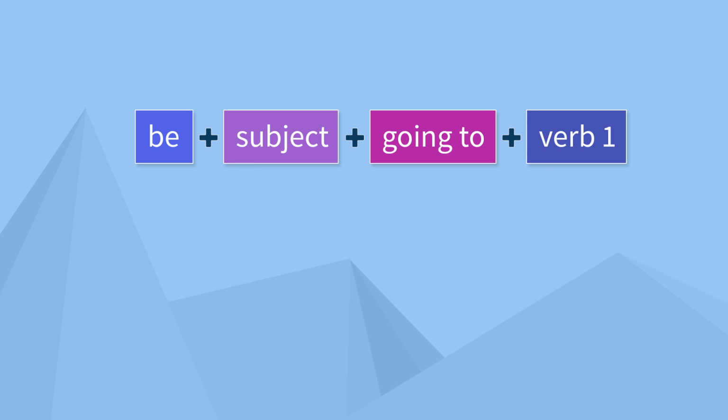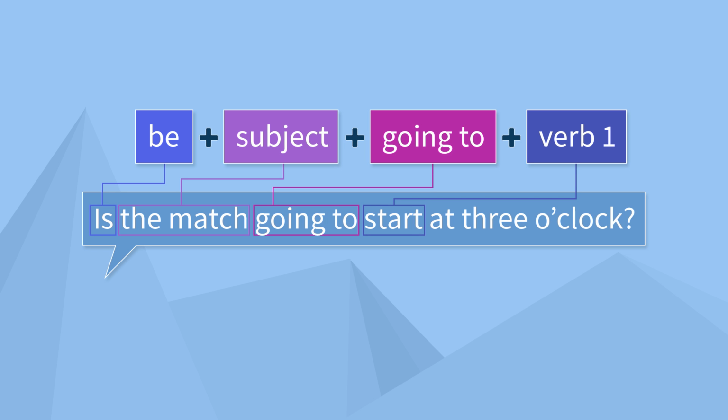For questions with going to, the structure is be, subject, going to, verb 1. For example, is the match going to start at 3 o'clock? Short answers have the usual structure for questions with be, such as yes, we are, or no, it isn't.